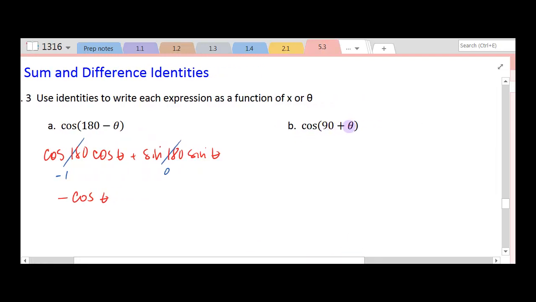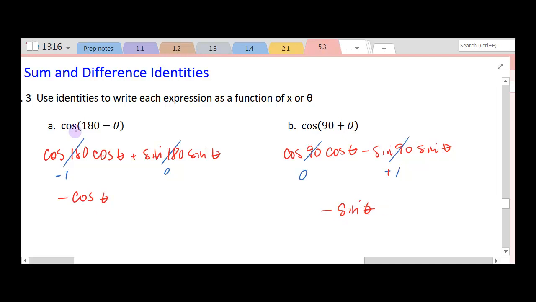The cosine of 90 plus theta. So again, we're using the sum identity for cosine, and it looks like the cosine of the first times the cosine of the second minus the sine of the first times the sine of the second. Again, we want to simplify this. I know that the cosine of 90 is 0 and the sine of 90 is, sorry, 1. So this portion over here disappears, and this side over here becomes negative 1 times sine theta, which is just negative sine theta.